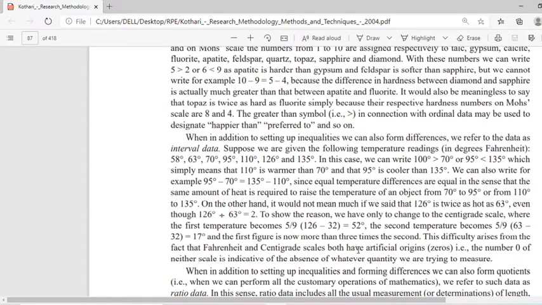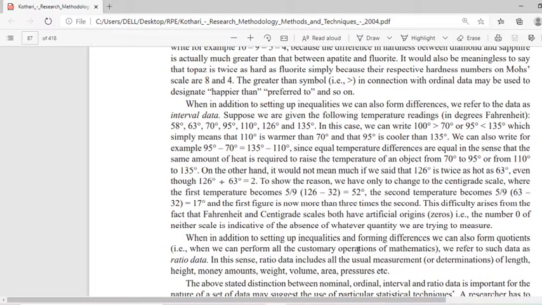Interval data is usually continuous data. Temperature, marks, height, weight, etc. are all interval data.